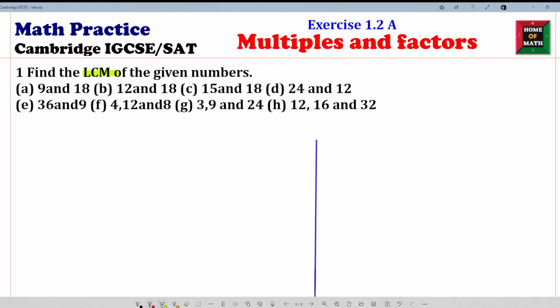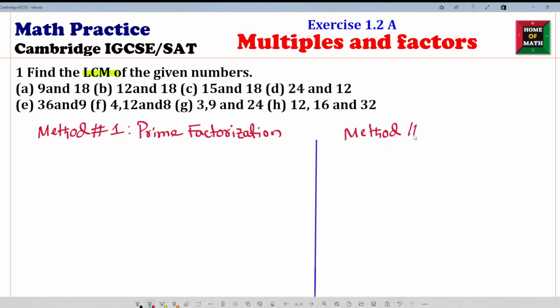So we are trying to solve this LCM by two methods. Method 1, which is prime factorization. And method 2, it's very simple, which is the division method. Okay, let's start. First question, 9 and 18, we have to find the LCM.